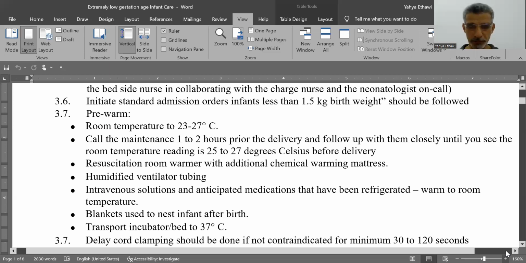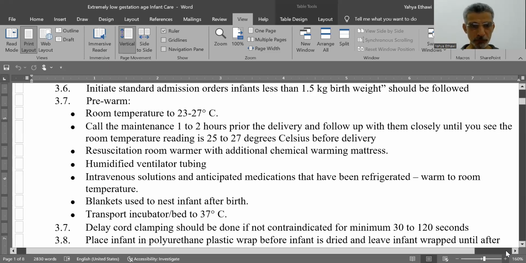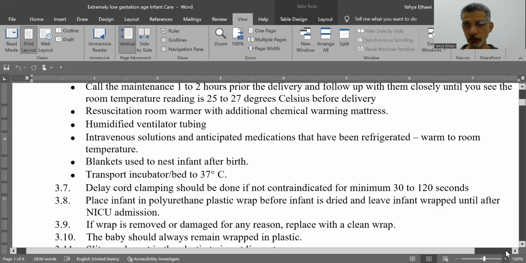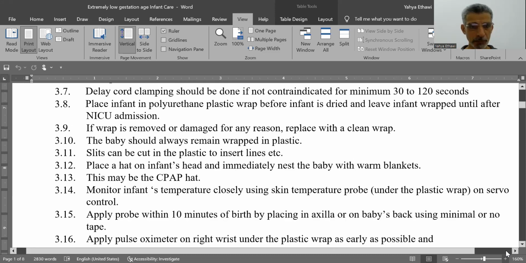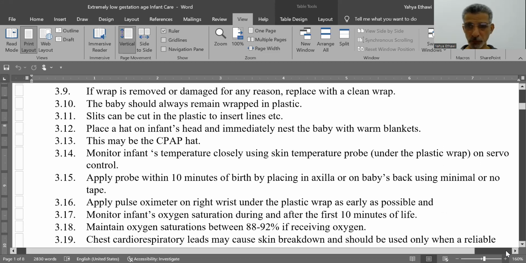We prepare the warmer, so we will learn what the warmer, humidifier, and the tubing of the ventilator are. Intravenous solutions and a blanket are warmed and ready. Transport incubator warmed to 37 degrees. And then we plan the delayed cord clamping. We bring the plastic bag to cover the baby. We'll teach you that. We prepare CPAP, transport CPAP if ready. We also monitor the temperature.